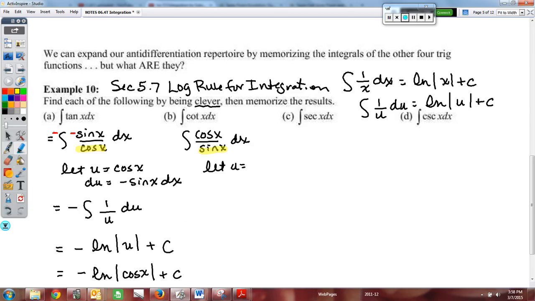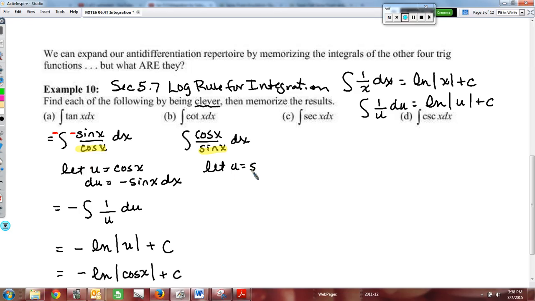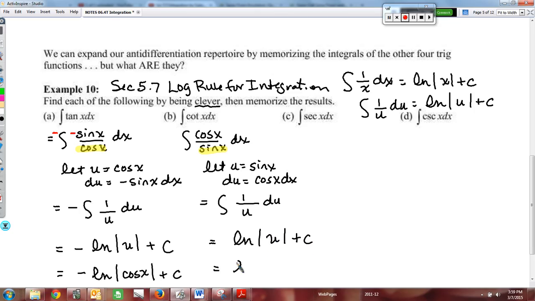So you recognize that if I let u equal the denominator, sine of x, then you hope that your du is the numerator. So du, derivative of sine, is cosine of x dx. And so we're really basically integrating here 1 over u du, because cosine x dx is your du. And so the antiderivative of 1 over u du is going to be natural log absolute value of u plus c, which is going to be natural log absolute value of sine of x plus c.